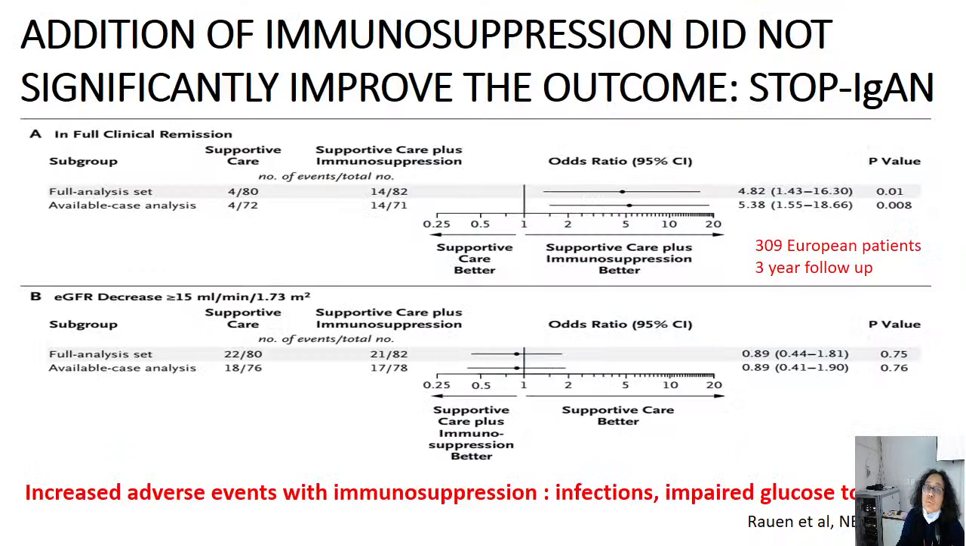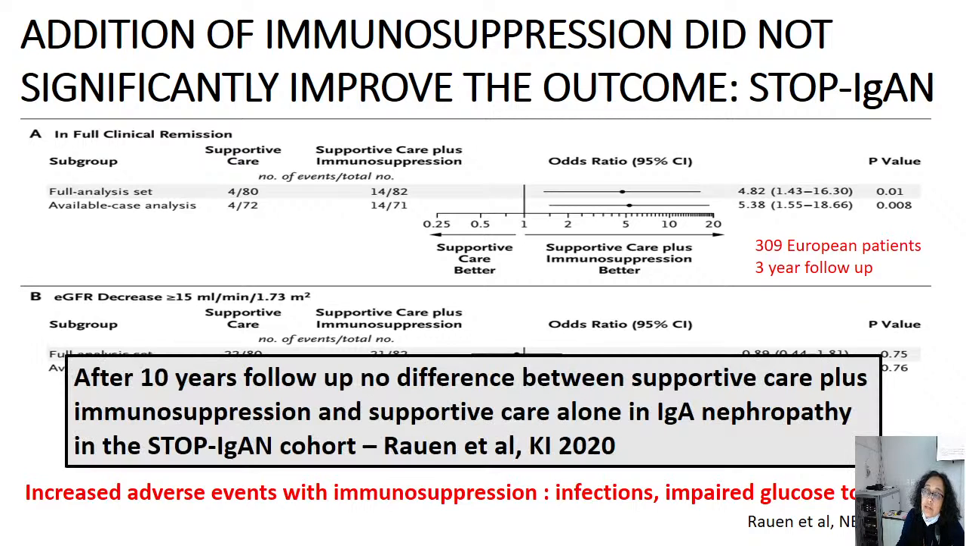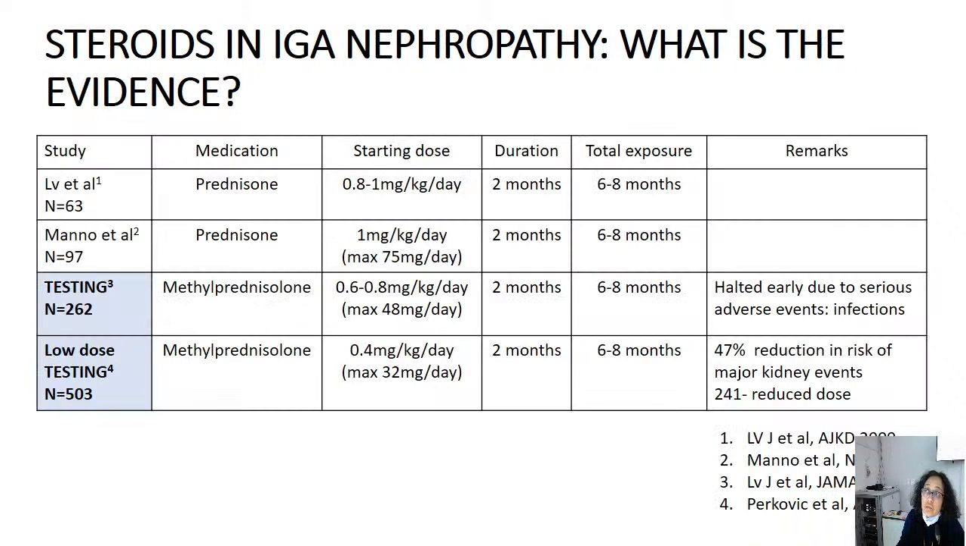Steroids have been routinely used for immunosuppression, but the STOP-IgAN trial came in 2015 and questioned it. It was a European cohort which showed that though it decreases proteinuria, it does not really improve the renal survival and has significant adverse effects. They gave a 10-year follow-up in 2020, which also showed no difference with immunosuppression. But again, this was a European cohort.